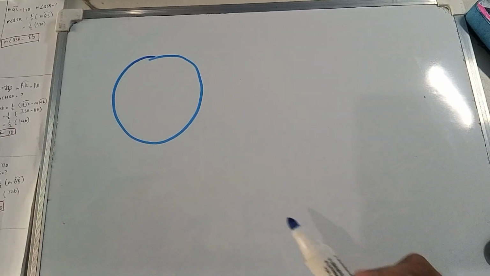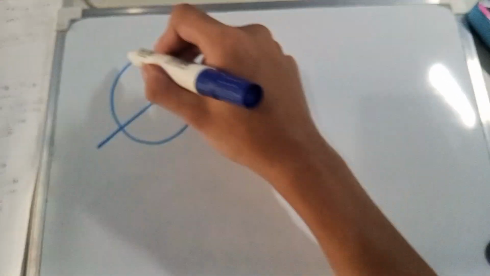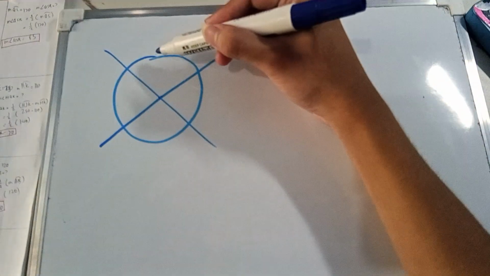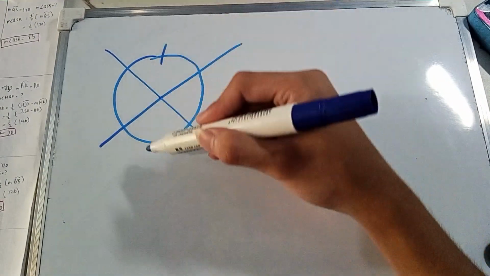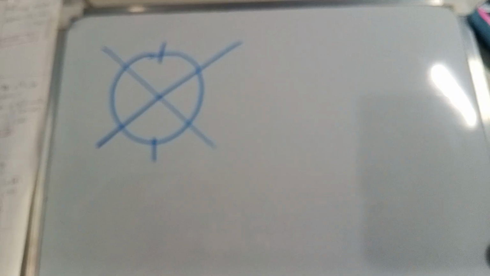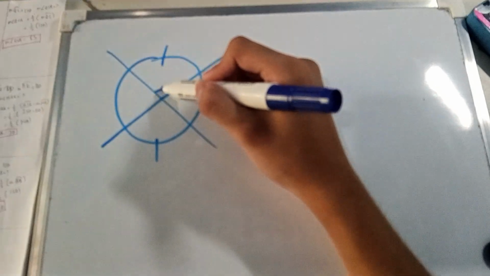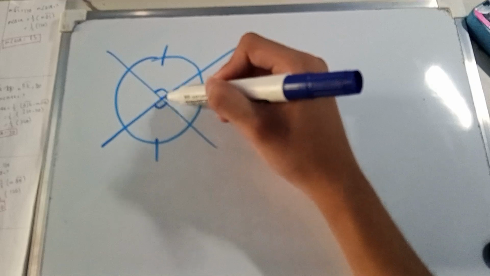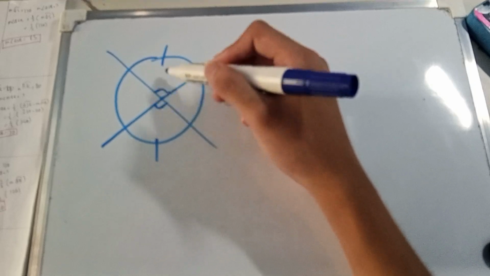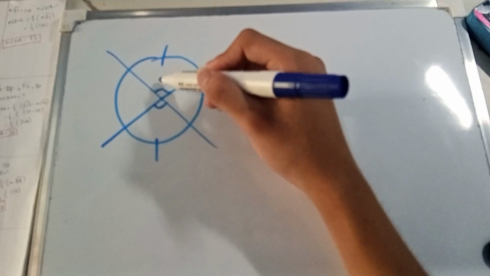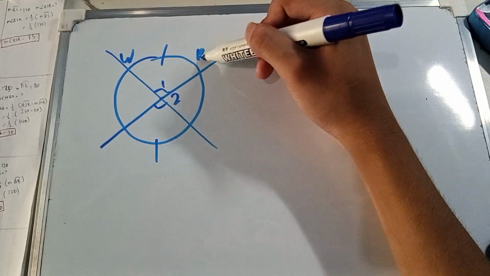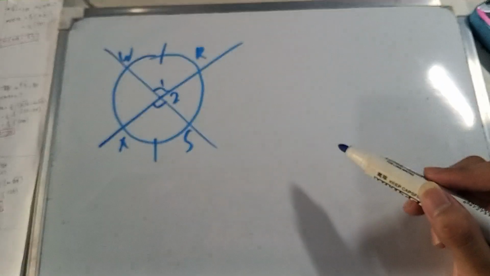Now, for our first theorem, if two secant lines intersect inside the circle, the half of the sum of these two opposite arcs, or intercepted arcs, is the measure of this angle. Now, if it's the measure of this angle, then it is the same as this, because they are vertical. Okay. Now let's call this angle 1 and angle 2. This W, R, X, and S.